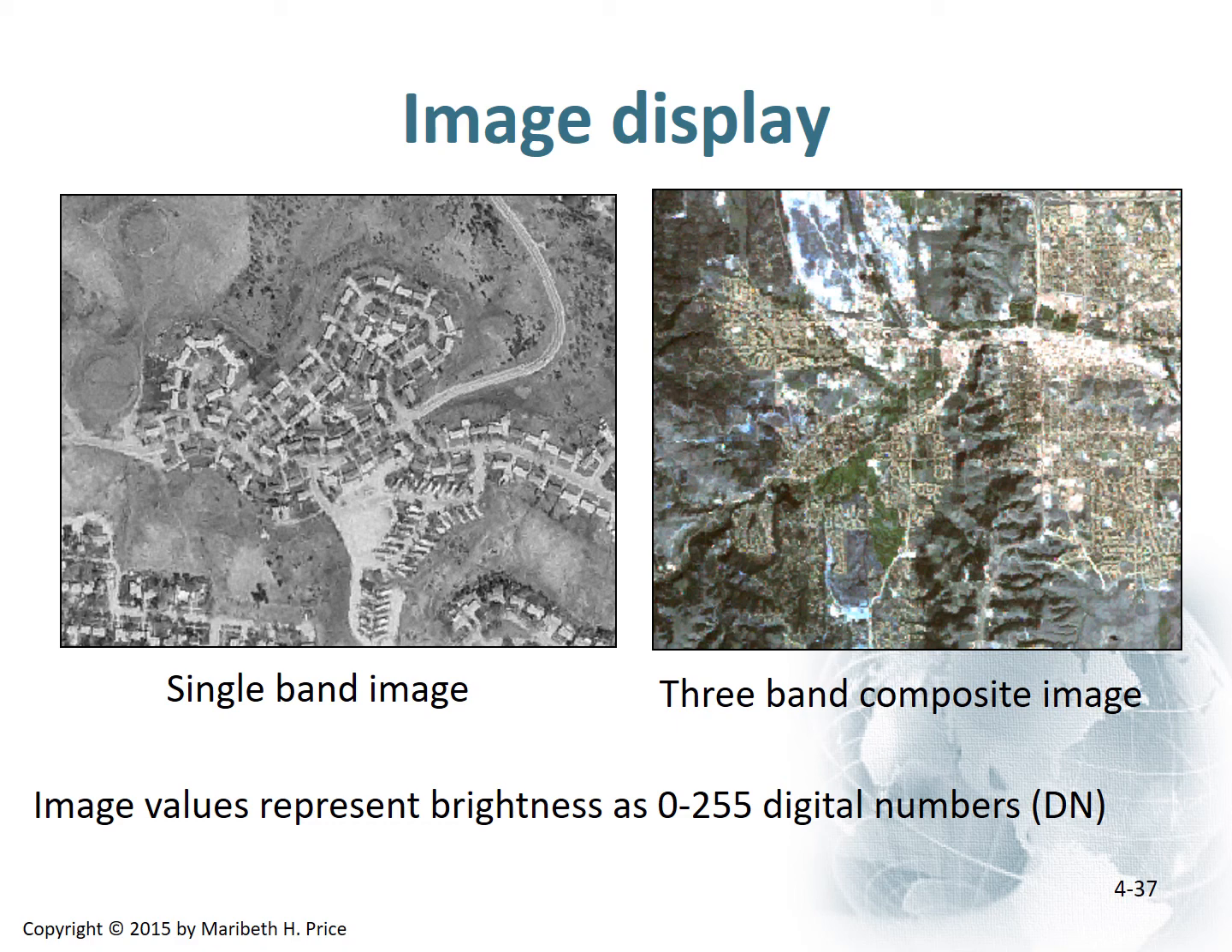If you have a single band image, you would have something like you see there on the left. The one on the right is a 3-band composite, and what this does is it uses a color system where reds, greens, and blues are measured, and then that combination of a value for red, a value for blue, and a value for green are combined to give you a composite true color image.